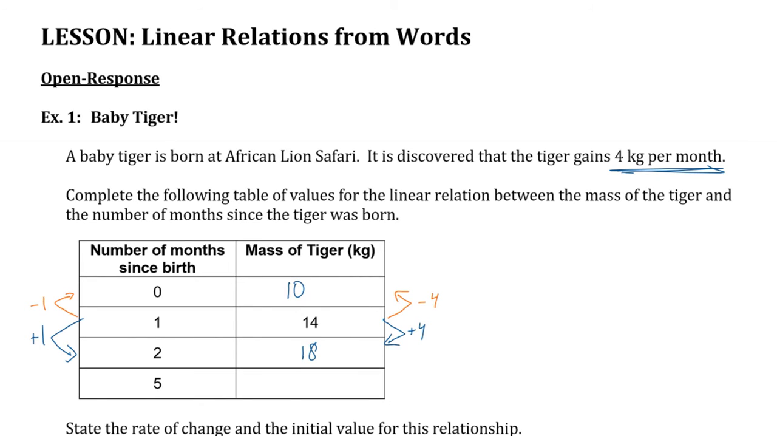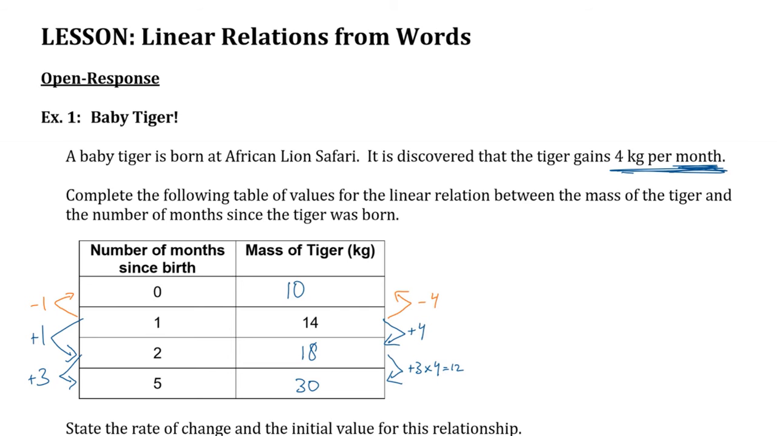Now, what happens here? I'm not going up 1. I went up 3. So I don't just go up 4 here because I haven't gone up 1 month. This is per 1 month, but I've gone up 3 months. So I go up 3 times 4. 4 kilograms per month for 3 months. And that's 12. So 18 plus 12 is 30.